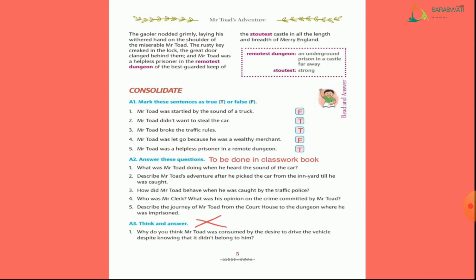Number 5. Mr. Toad was a helpless prisoner in a remotest dungeon. That is correct. He was locked up in a jail, remotest dungeon. That means far away jail. So this is true. Mark it as true.